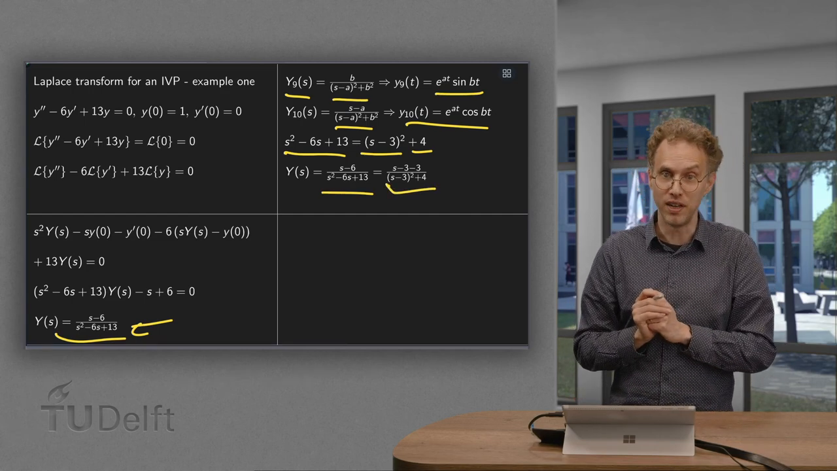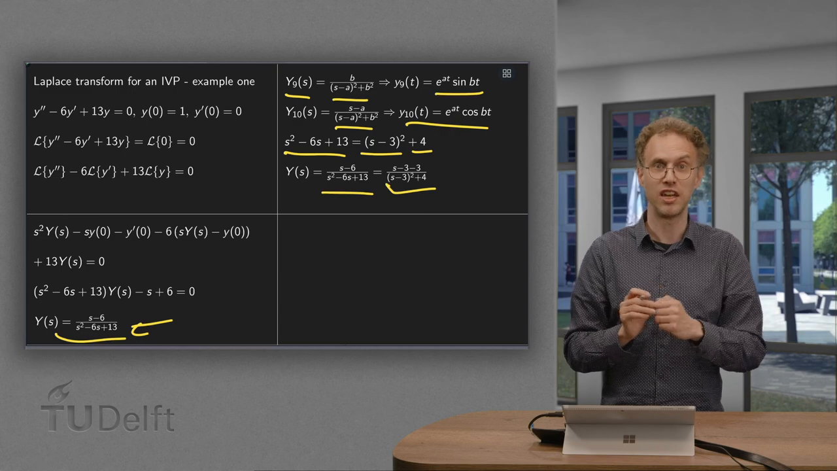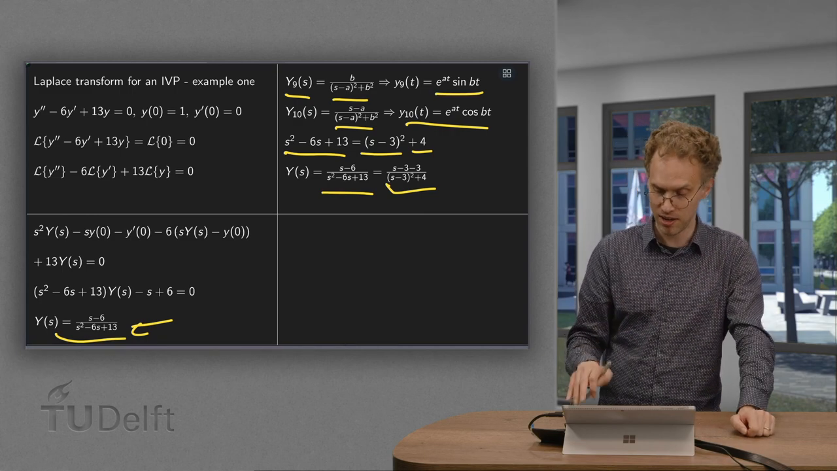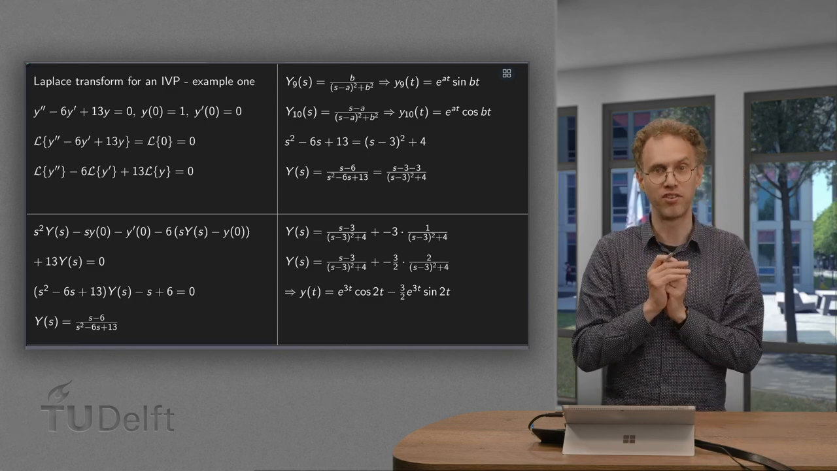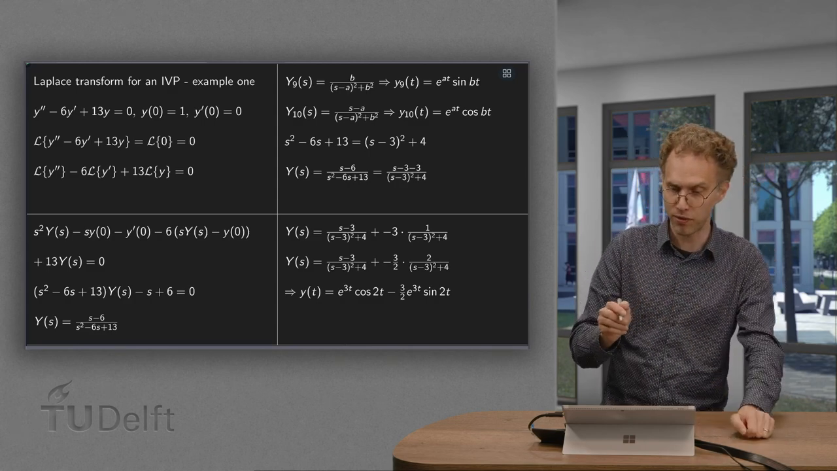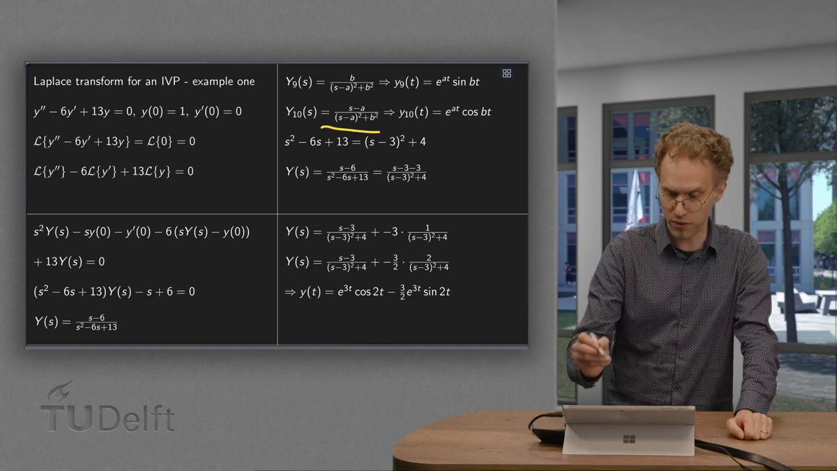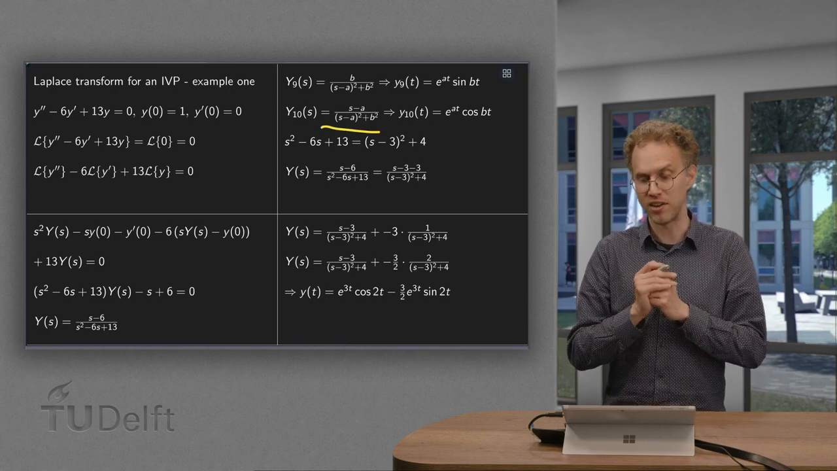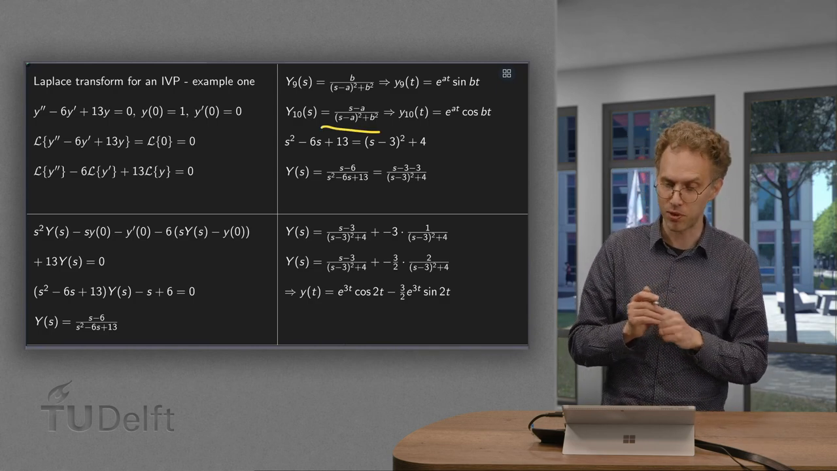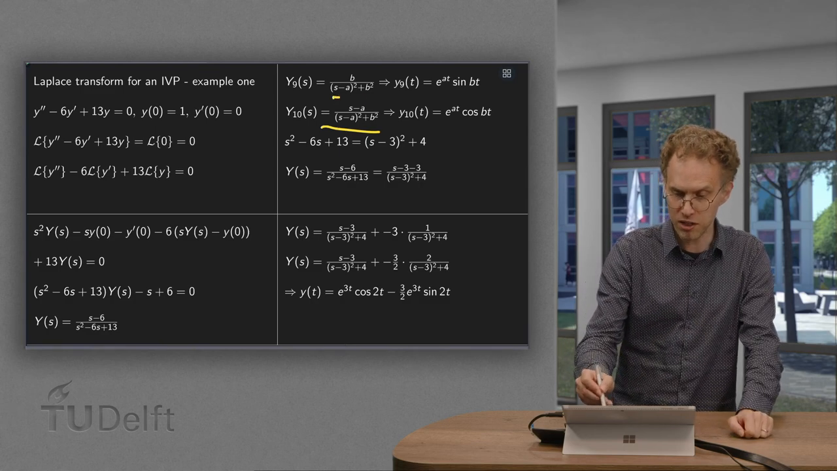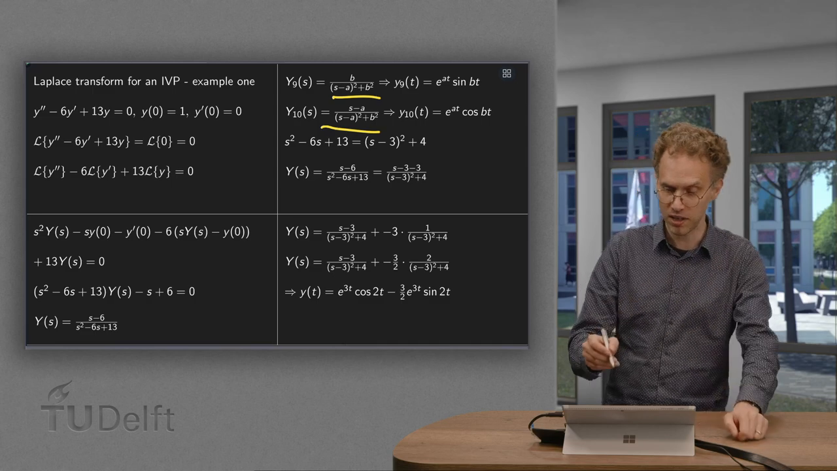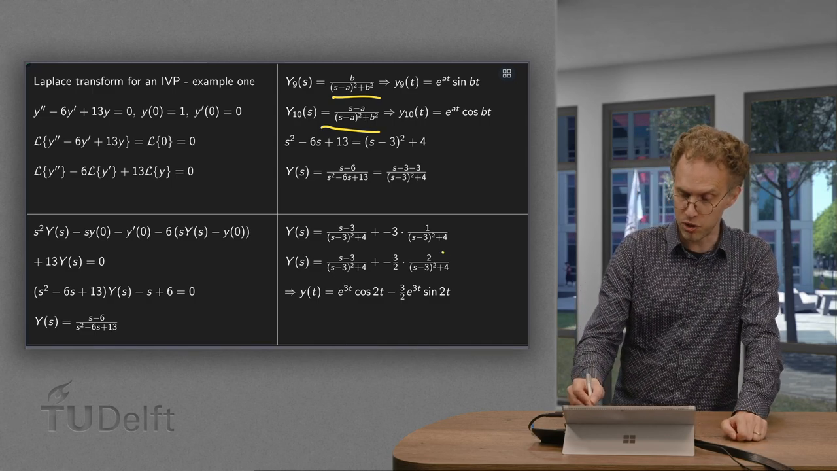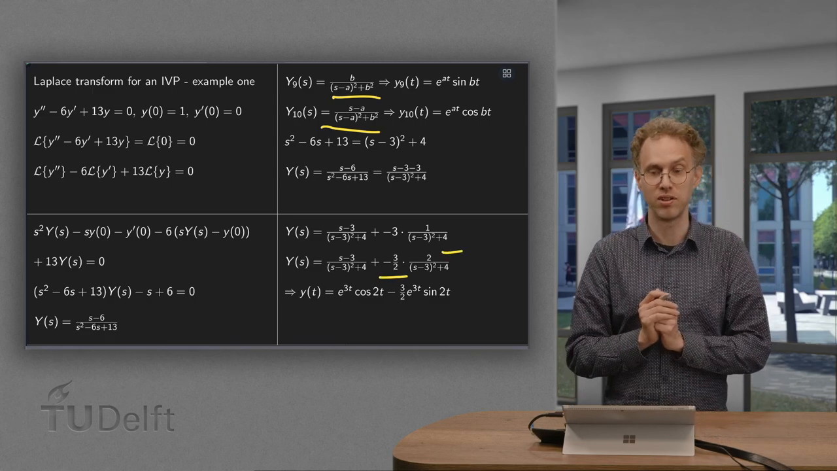And then it's already convenient to write s minus 6 as s minus 3 minus 3. Because if we do that, then our Y of s equals (s minus 3) divided by (s minus 3) squared plus 4, which is of this form over here. And we have a minus 3 times 1 over (s minus 3) squared plus 4, which is almost like this, but we have b equals 2, so we need a 2 in the numerator. No problem, we put a 2 over here, and then we have a minus 3 over 2.